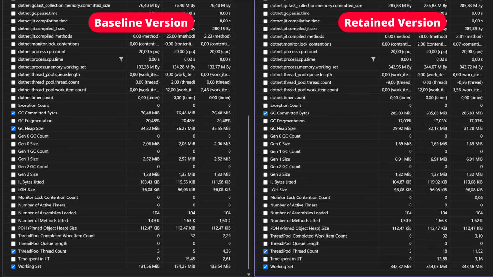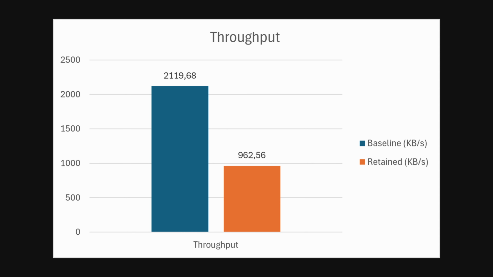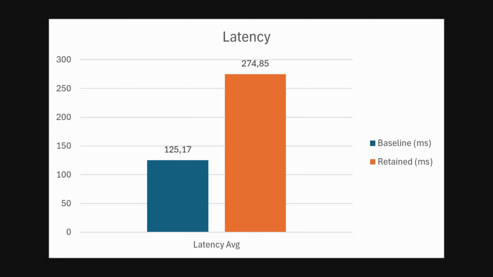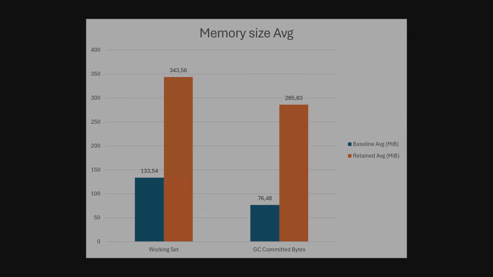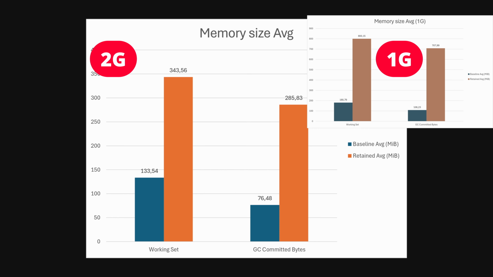Now, let's compare the two runs again. This time, I'm not trying to repeat every detail from the previous video. I only care about a few things. Bombardier still shows worse throughput and higher latency in the retained path. And now I look at the profiler. The retained version is still carrying a much larger memory footprint. The working set is still much higher. The same goes for the committed memory too.